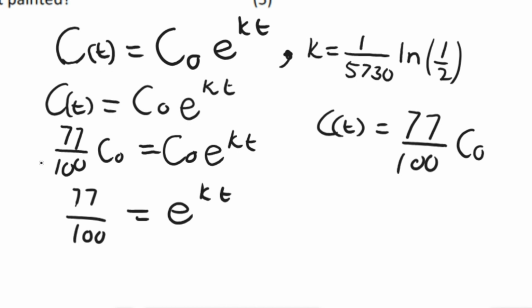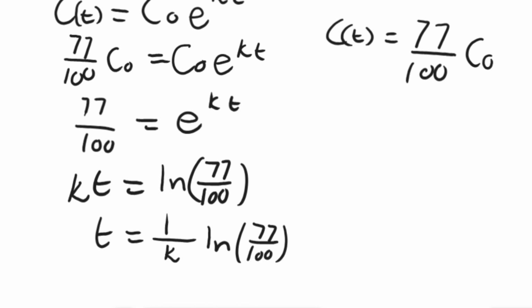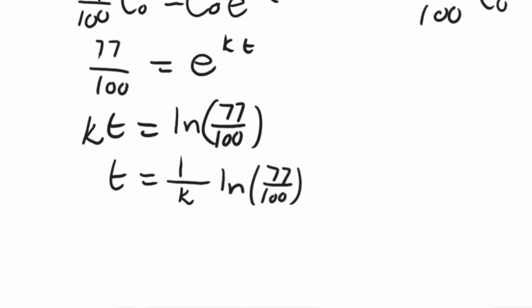And the time in years that you're going to get, t, is going to be what? Just take ln of both sides and then divide by k. Let me not rush it. You have kt equals ln of 77 over 100, and then you have your t as 1 over k ln of 77 over 100. This is your t.